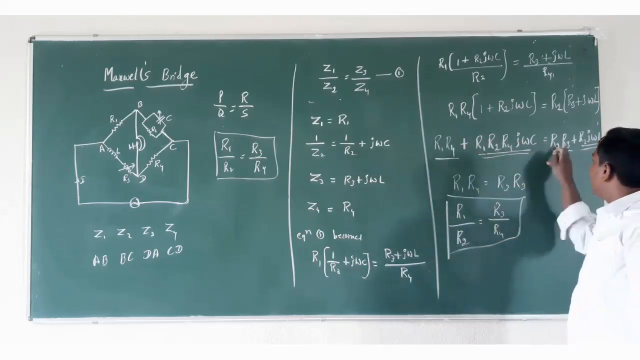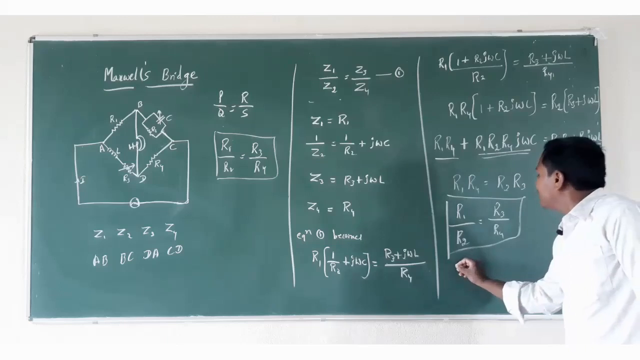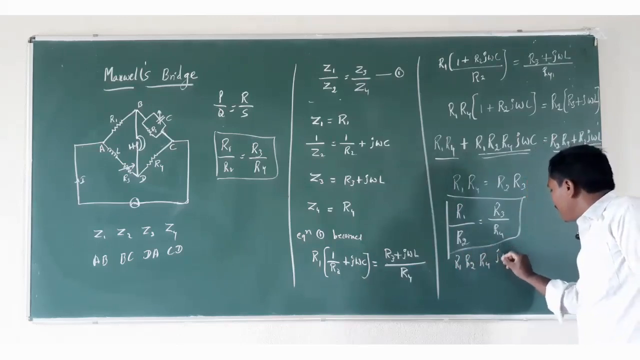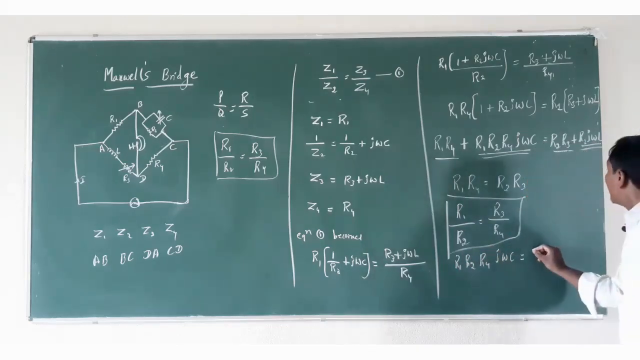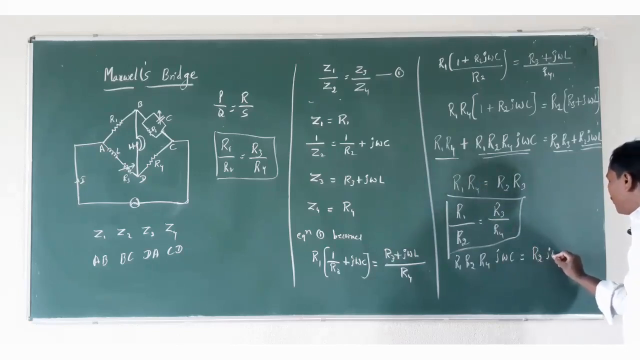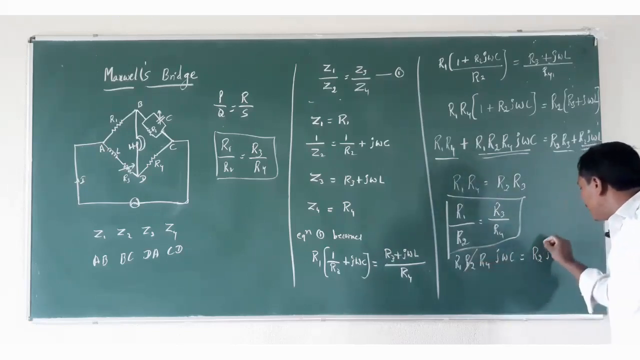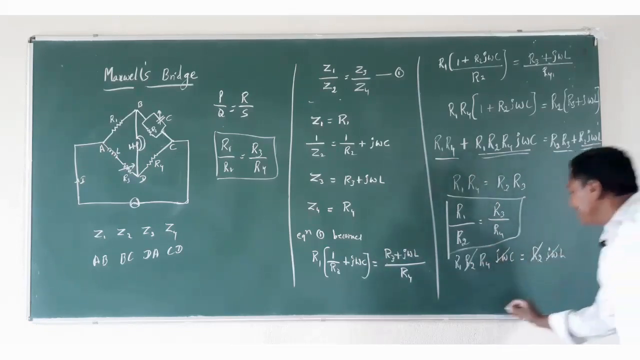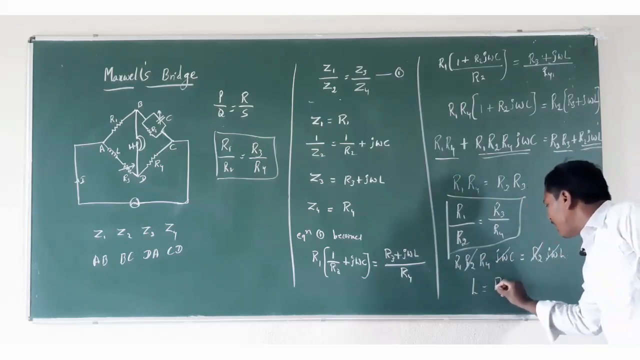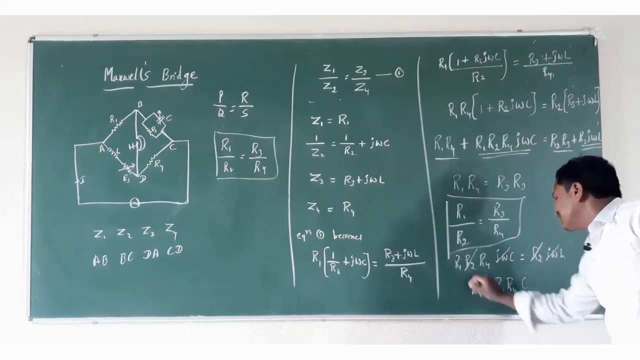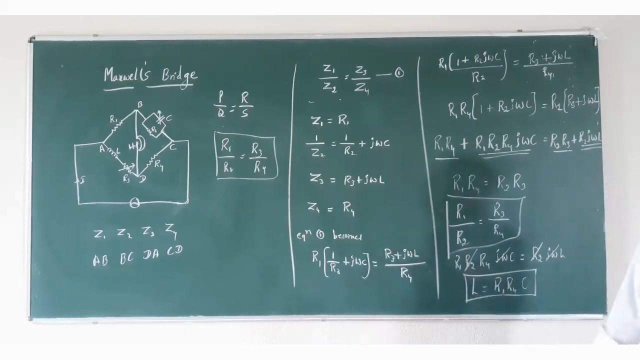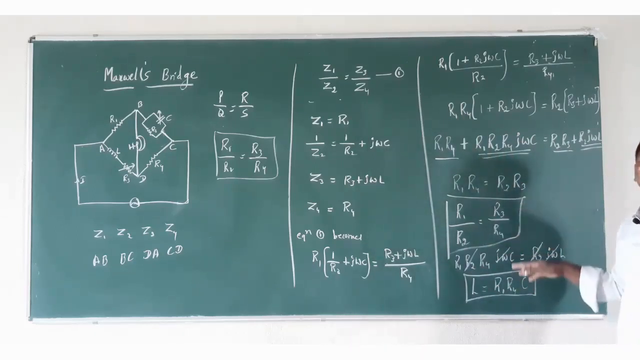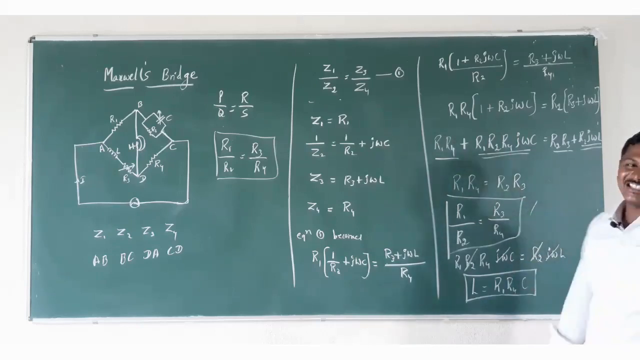And if we compare the imaginary parts, we can write R1 R2 R4 j omega C, which is equal to R2 j omega L. So here R2 gets cancelled, and j omega gets cancelled, and the remaining term is L is equal to R1 R4 into C. This is one more condition for the Maxwell's bridge, and these two conditions are independent of each other.